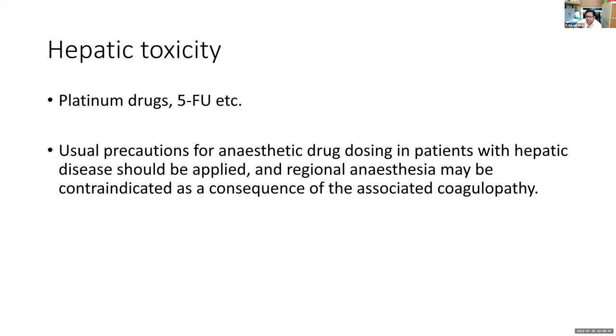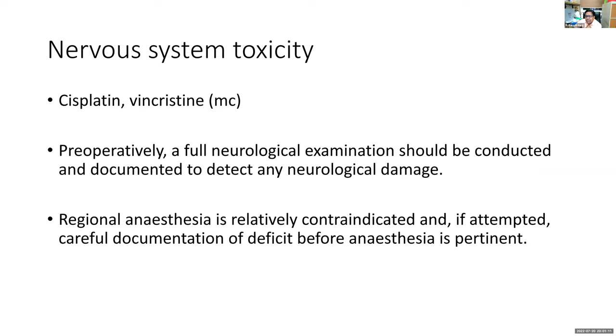Be cautious about hepatic toxicity also, because these patients will have impaired hepatic metabolism because of the impact of especially the chemotherapy. And many of the anesthetic drugs are metabolized by hepatic function, and hence their action may be prolonged. And if they release an active metabolite, like for example morphine, which has an active metabolite, their duration of action will be prolonged in these patients.